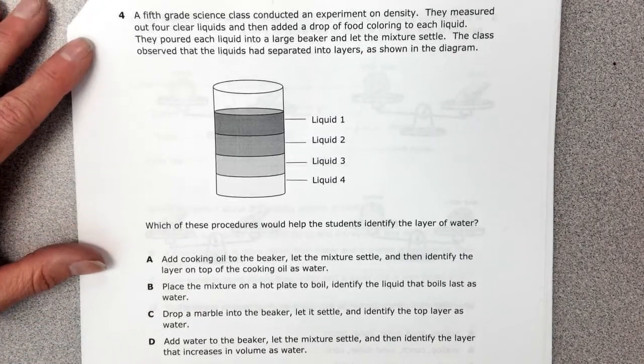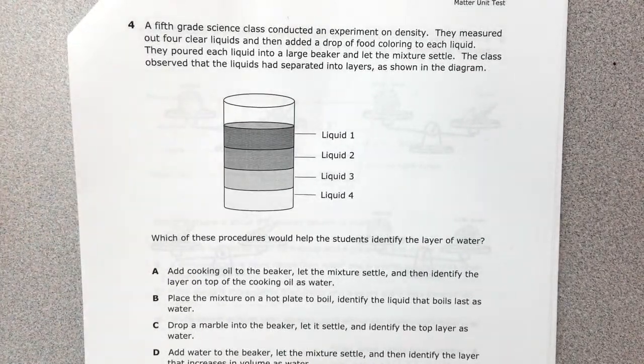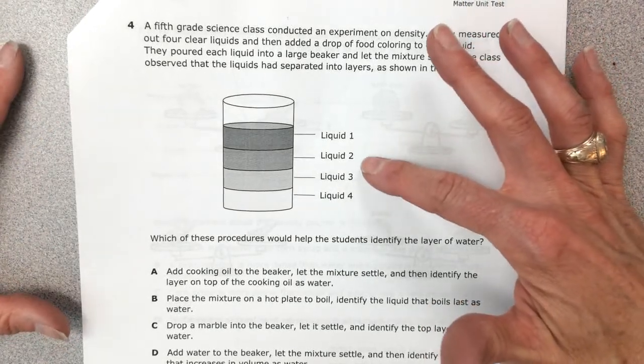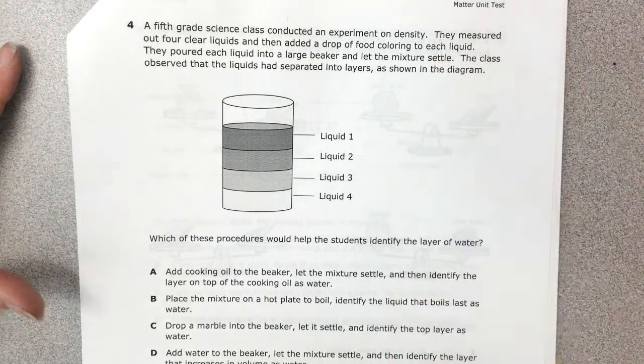4. A 5th grade science class conducted an experiment on density. They measured out 4 clear liquids and then added a drop of food coloring to each liquid. They poured each liquid into a large beaker and let the liquids settle. The class observed that the liquids had separated into layers as shown in the diagram. You have liquid 1, liquid 2, liquid 3, liquid 4.